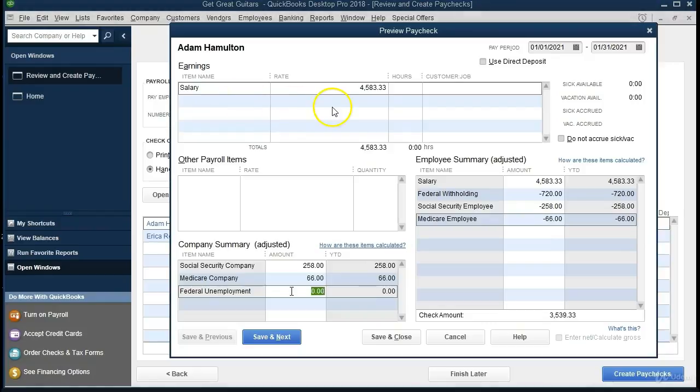We're going to say that Adam has a salary of $4,583.33. So that's going to be a salary. It's going to be the same each month. That's why it's a salary and not an hourly wage. Then we have to calculate the withholdings. Now we're just going to have very simplified withholdings, just thinking about the withholdings for the Fed, meaning the federal income tax, the Social Security, and Medicare.